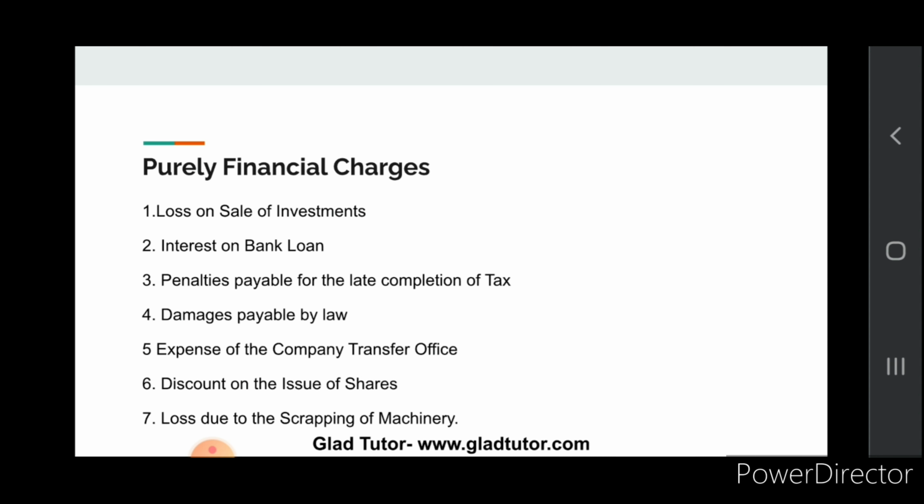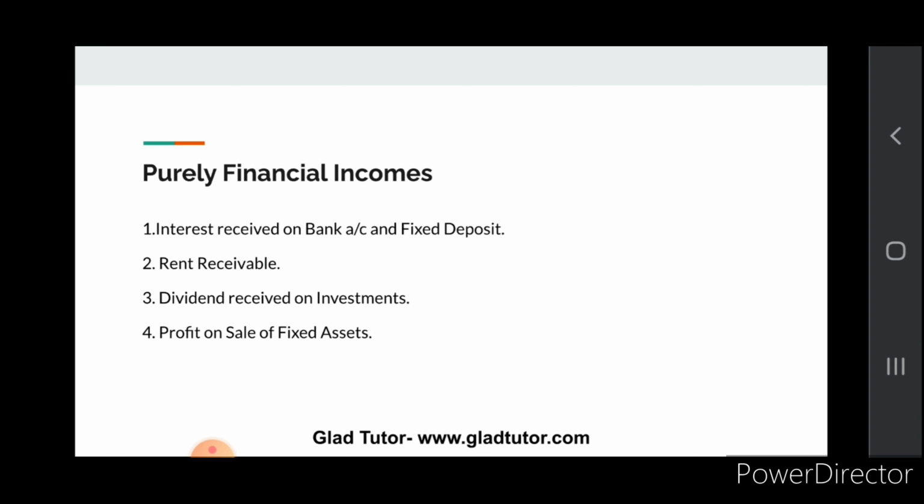First one is the loss on sale of investment, interest on bank loan, penalties payable for the late completion of taxes, damages paid by law, discount on the issue of share, loss due to shipping of machinery, and the expenses of the company transfer of office. So these are the purely financial charges, and in purely financial incomes, the items are the interest received on bank account or the FD, rent receivable, dividend received on investment, and the profit on the sale of fixed assets.